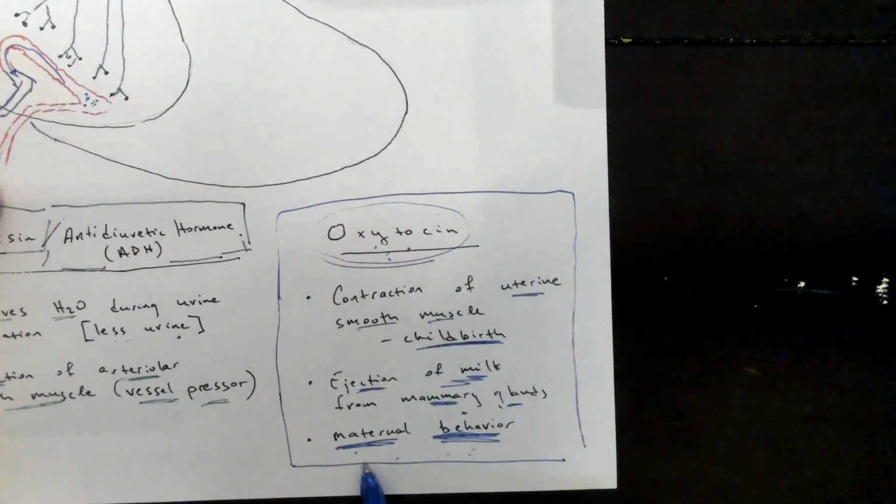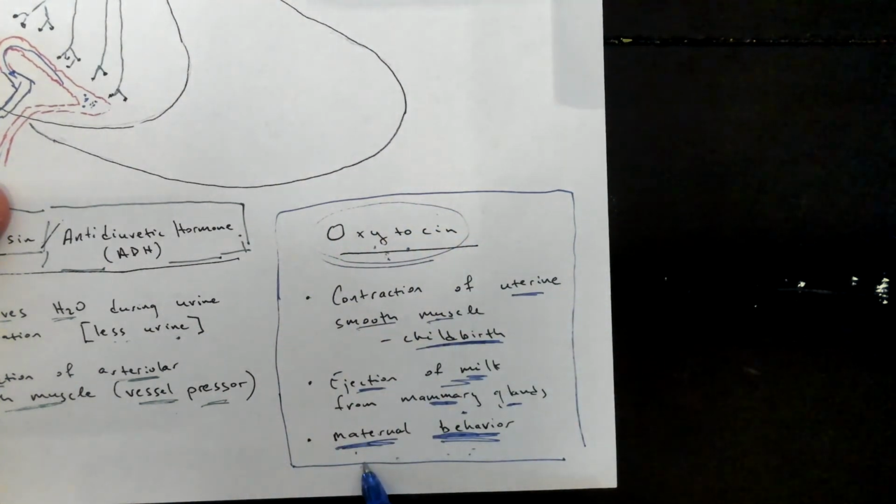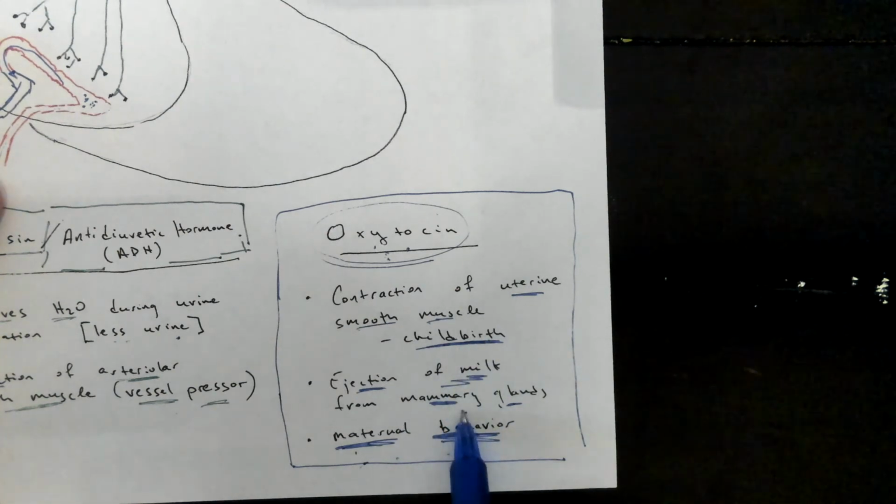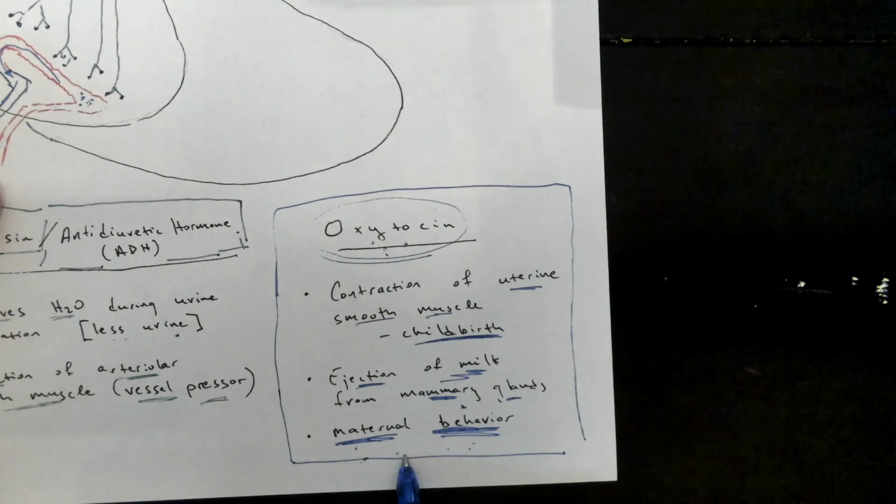So 3 things happening with that childbirth. Childbirth is, of course, the first. Mammary glands is the second. And maternal behavior for parent-child bonding is the third.